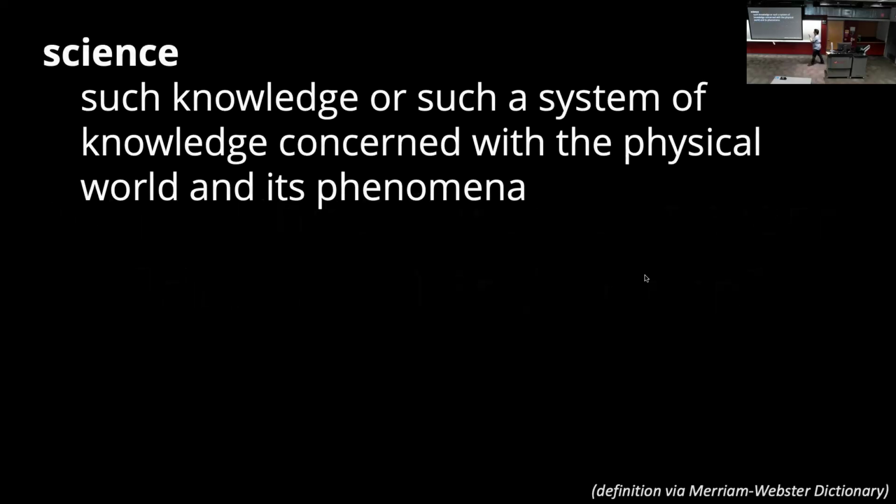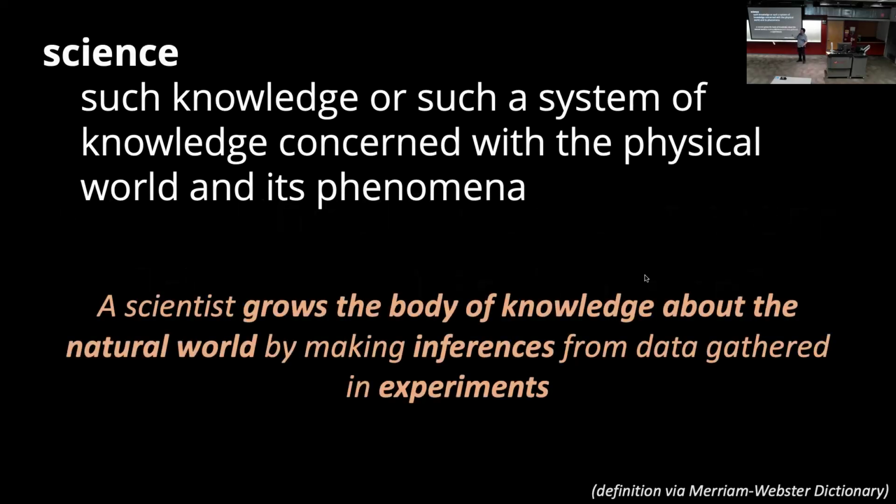So if we were to look at the dictionary definition of science, I think it goes along with this idea: a system of knowledge concerned with the physical world and its phenomena. So a scientist grows the body of knowledge about the natural world by making inferences from data gathered. The scientist goes out and does experiments, gathers data, and then says, from that data, this is most likely the process that best fits what we think is going on in the natural world.